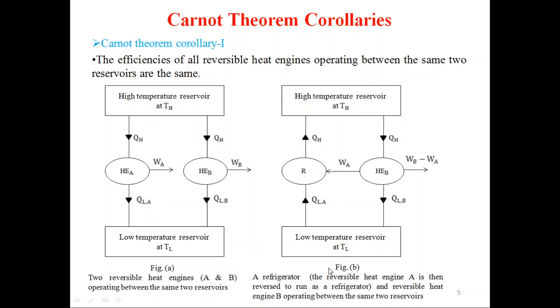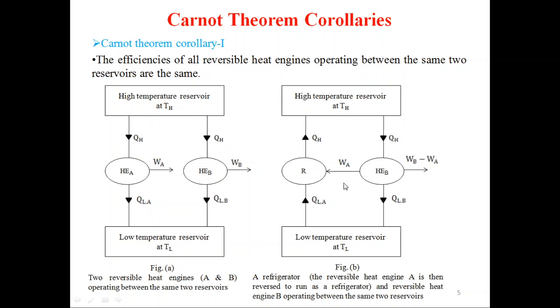Figure B, a refrigerator. The reversible heat engine is then reversed to run as a refrigerator. Now in this case both these engines are reversible, so we are just reversing the first heat engine, so it will work as the refrigerator. And the second is the same reversible heat engine, and now the refrigerator and the reversible heat engine B will be operating between the same two reservoirs.